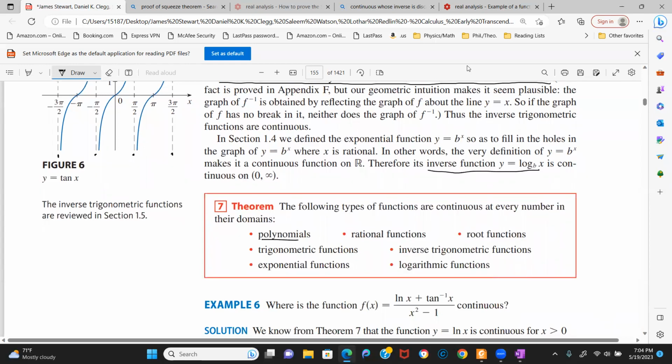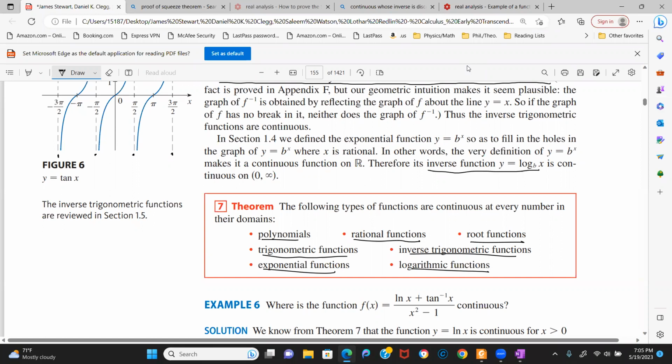You have polynomials, rational functions. These are the ones that are obviously continuous. Root functions are also obviously continuous. Trig functions, inverse trig, exponential, and logs. Those are not obviously continuous. That actually is not terribly easy to prove. I don't think we're going to prove that in this course.